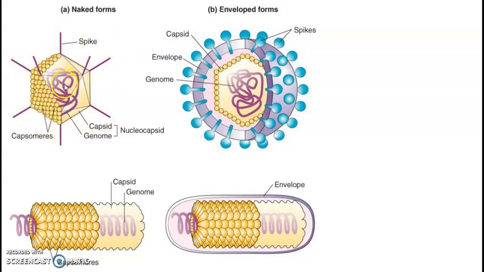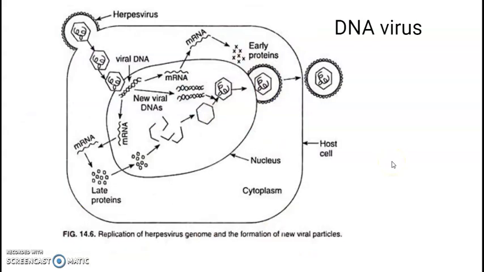So it literally is just the genome, the DNA or RNA, surrounded by this protein capsid. But most of the viruses we're going to talk about are these enveloped forms. Here is an example of a DNA virus. A DNA virus has DNA as its genetic material, so this is kind of what we are used to. An example of this is a herpes virus.